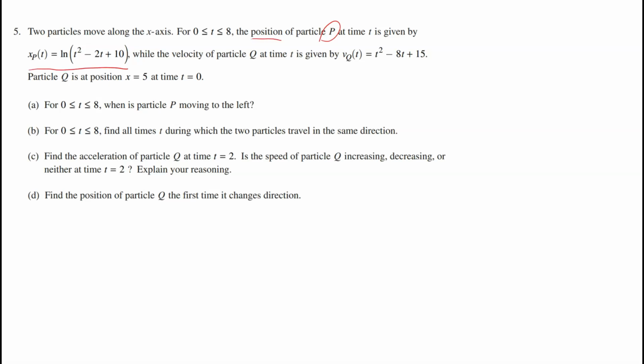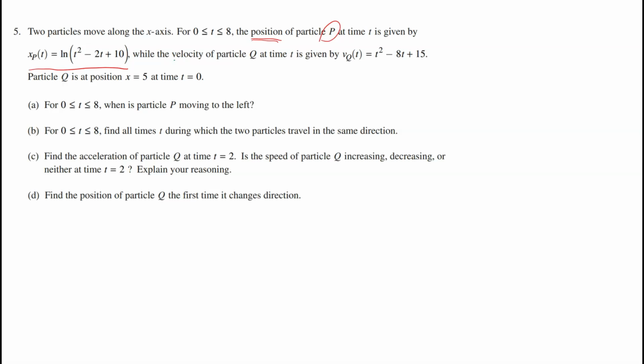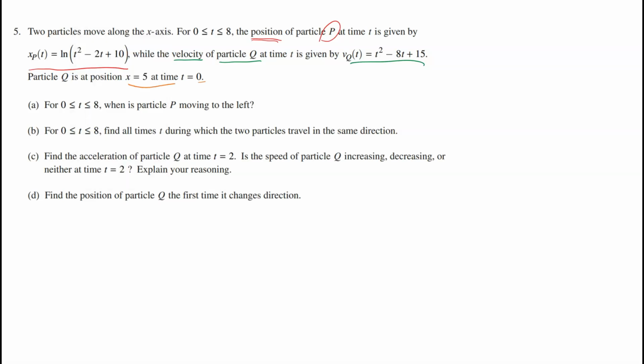So the word position I'm going to underline. While the velocity of particle Q is given by this. So two different things, right? One's position, one's velocity, and they're two separate particles, okay? Particle Q is at position 5 at time 0. This is going to be important as well later.